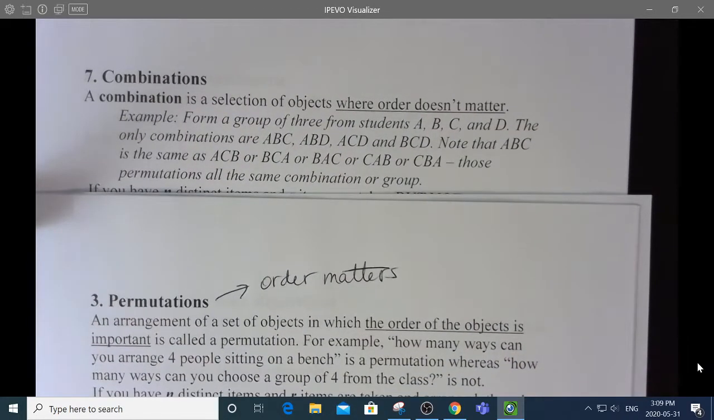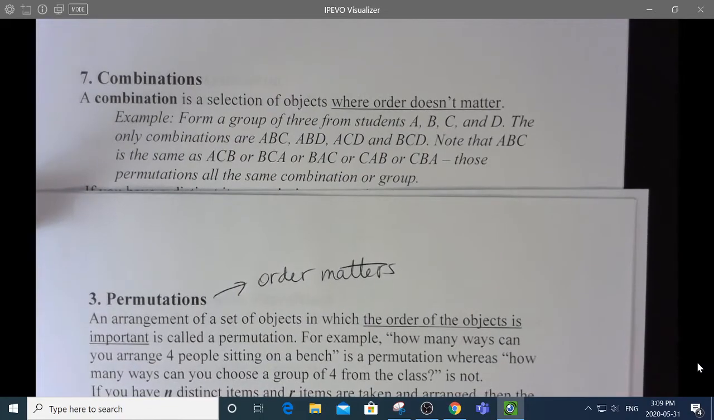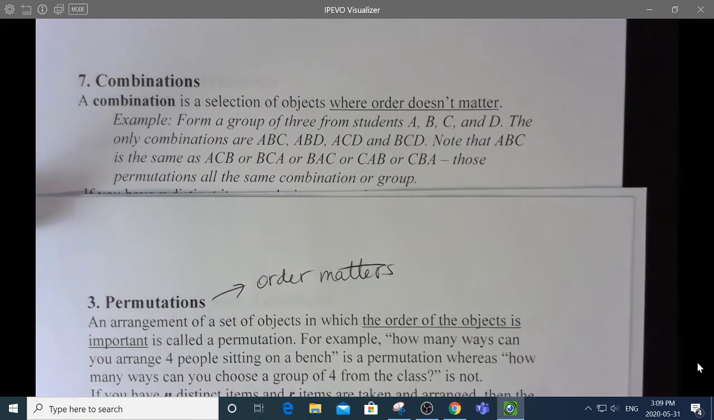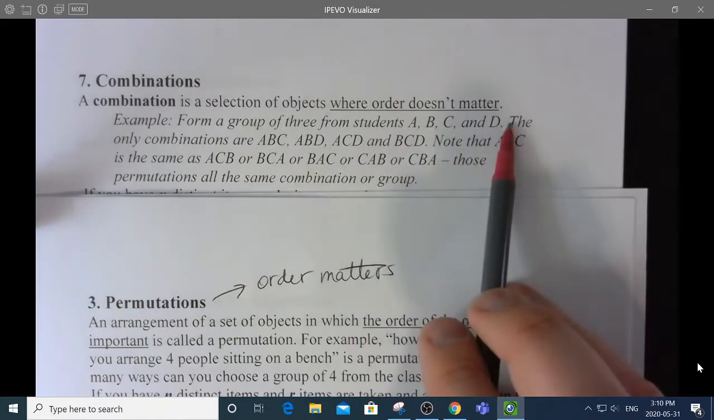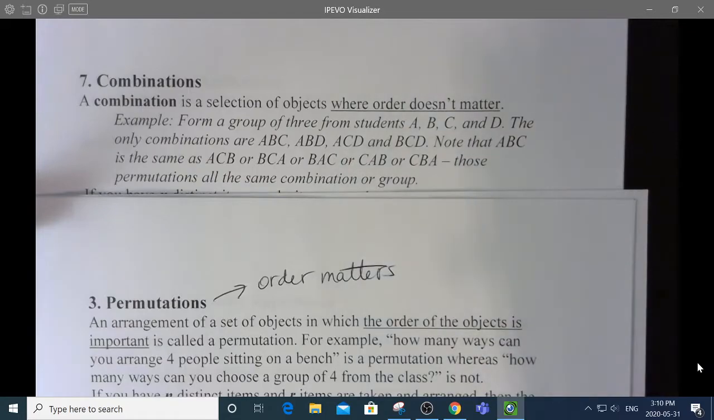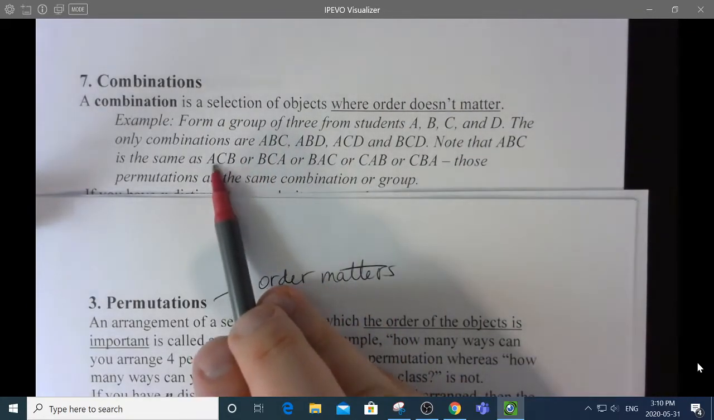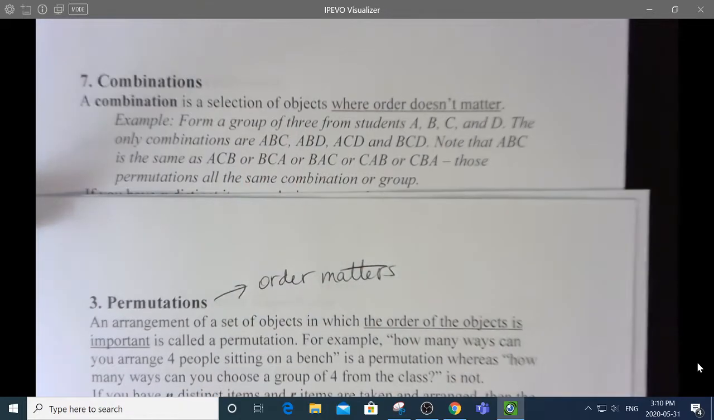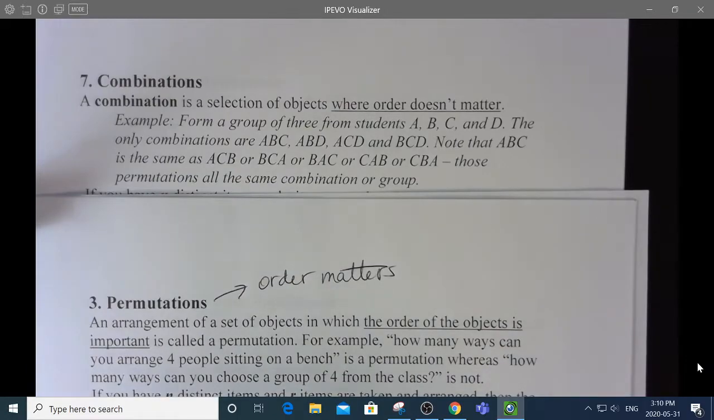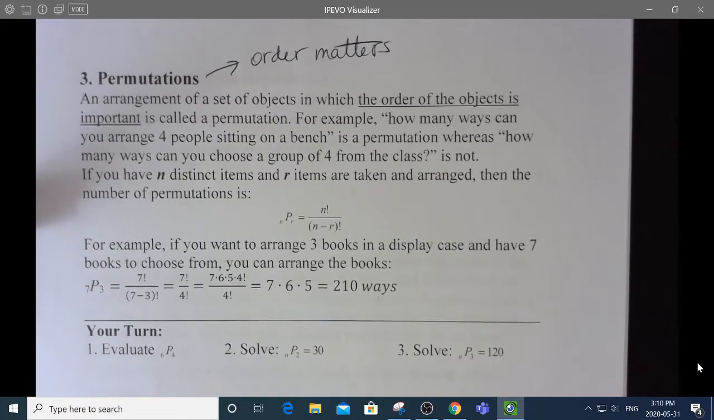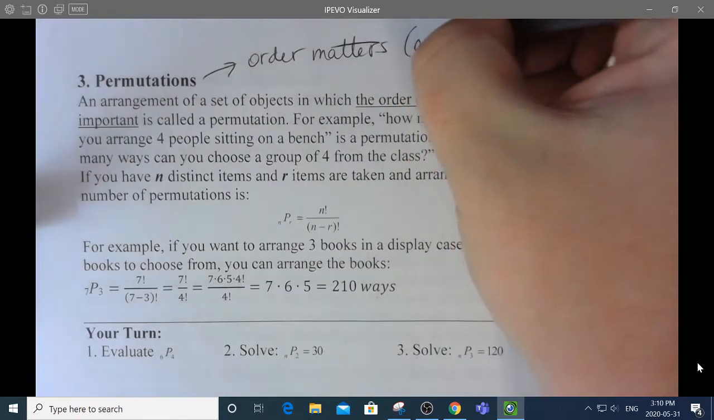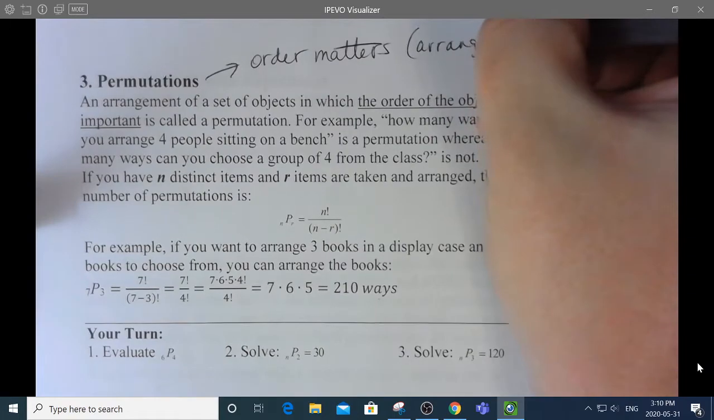But there it is. A combination is a selection of objects where order doesn't matter, right? So for an example, if I have students A, B, C, and D, how many different groups of 3 could I pick? And a group that's ABC isn't a different group than ACB. It's just a rearrangement of the same 3 people or 3 objects. So that's called a combination. How many different groups can I pick? Permutation is how many ways I can make arrangements.